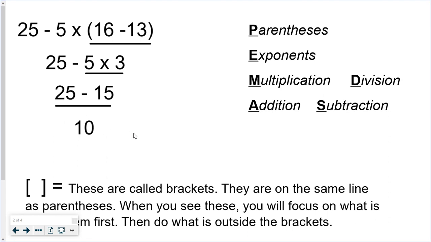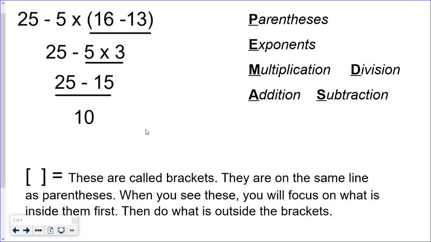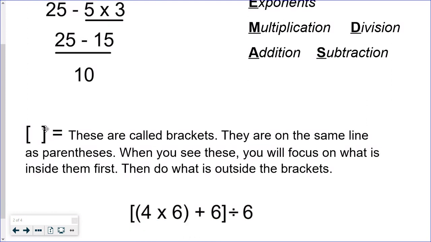Okay. Now today we're going to take that just a little bit further, and we're going to look at a new symbol today. And this symbol here, these are called brackets. Now, whenever you see these brackets, these are on the same line as parentheses. Whenever you see these, we want to focus on what is inside of the brackets first. Then we're going to do what's outside the brackets.